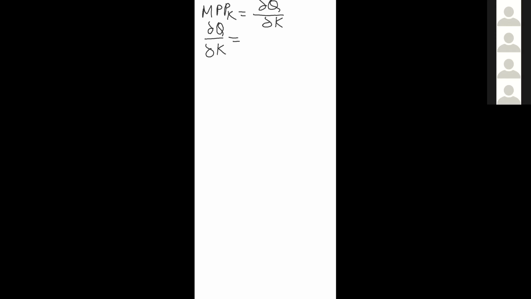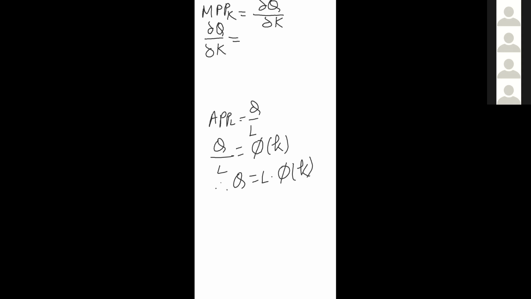From APPL we get that APPL equals Q by L. And from here we got this means phi of small k. So from here we can write Q equal to L into phi of small k. Clear? L into phi of small k. So we have to put the value of Q equal to L into phi of small k here.